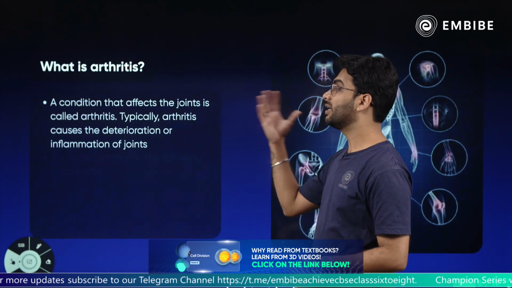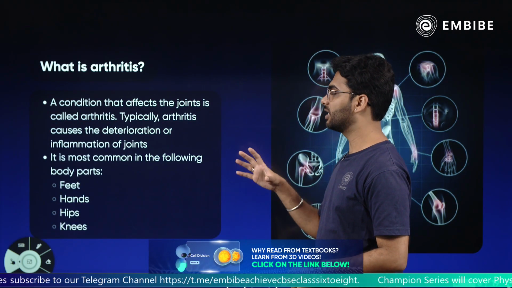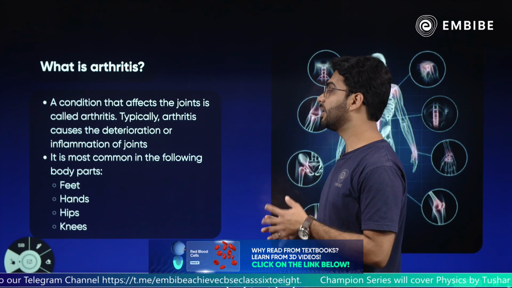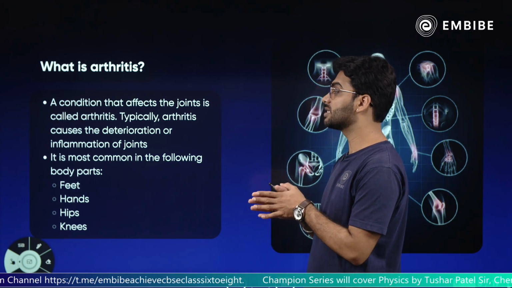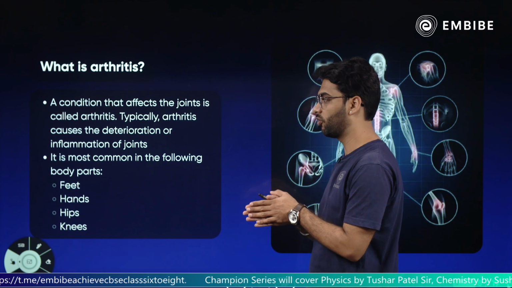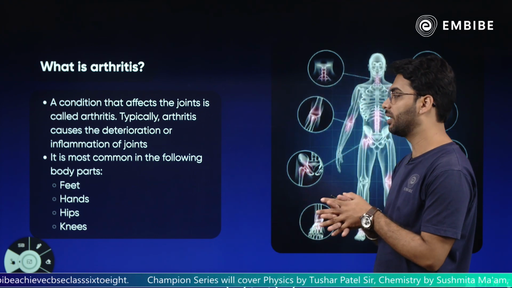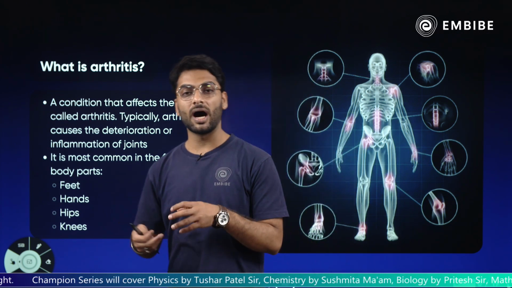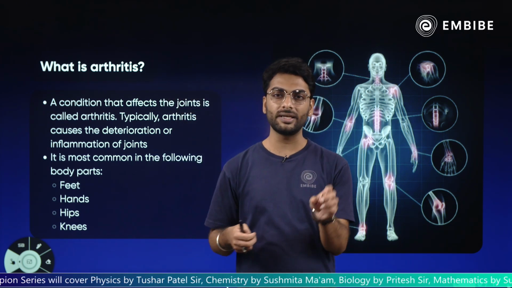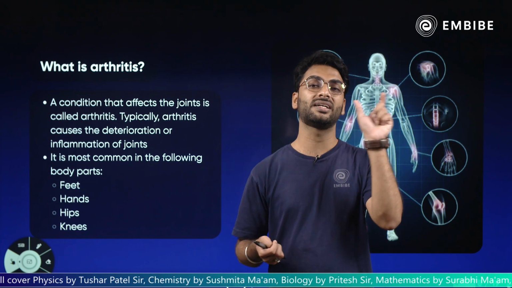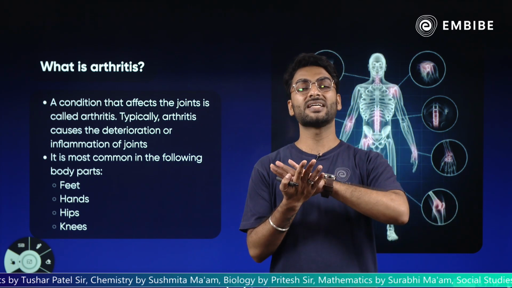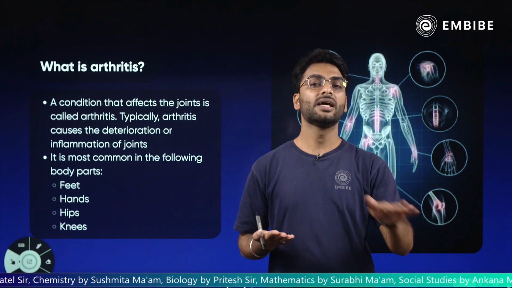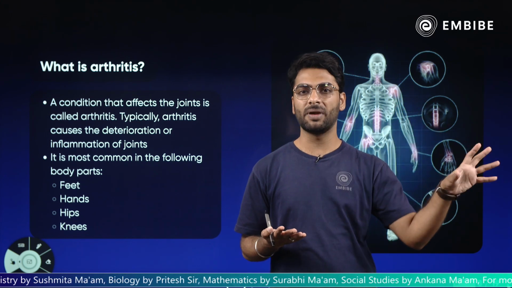Now, what is arthritis? Arthritis is a condition that affects the joints. Typically, in arthritis, it causes the deterioration or inflammation of the joints. It is most common in the following body parts: feet, hands, hips, and knees. So, arthritis is where your joint is not undergoing a temporary discomfort, but it has worn out, right? Now, you need immediate medical help.